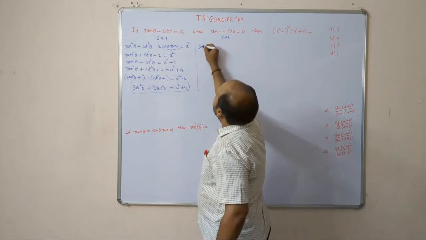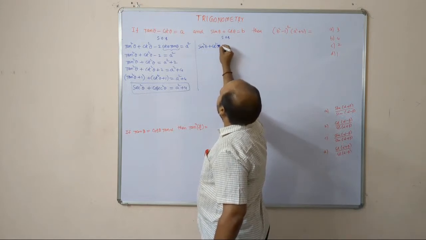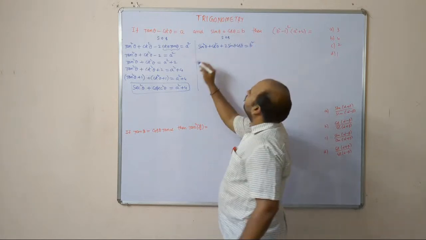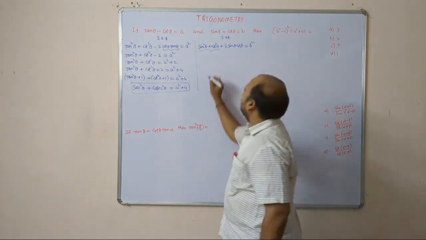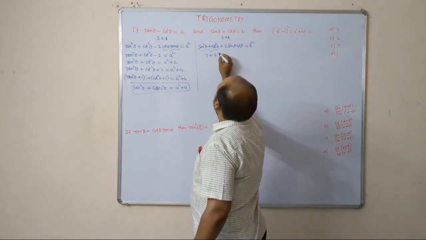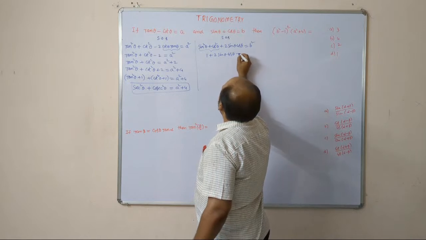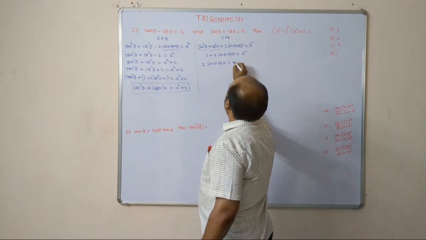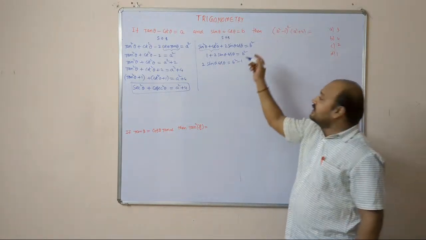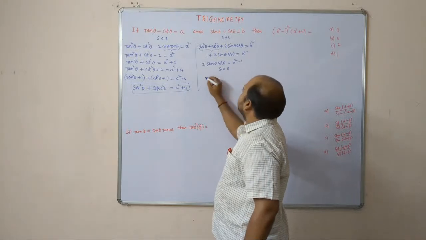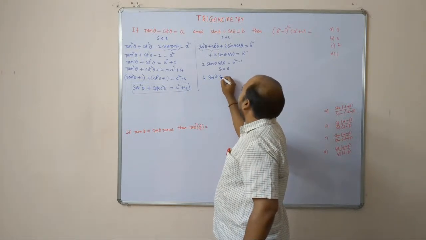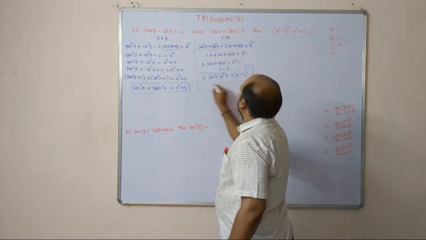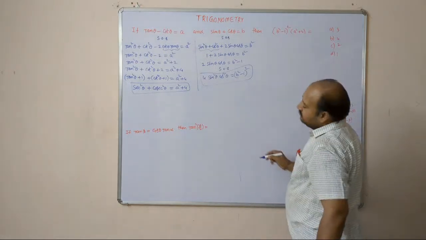Squaring on both sides, sin square theta plus cos square theta plus 2 sin theta cos theta is equal to B square. Sin square theta plus cos square theta value is 1 only, so 1 we can take this side. 1 plus 2 sin theta cos theta is equal to B square, so 2 sin theta cos theta is equal to B square minus 1. But (B square minus 1) whole square is there, so again squaring on both sides, 4 sin square theta cos square theta is equal to (B square minus 1) whole square. After that, come to the question.